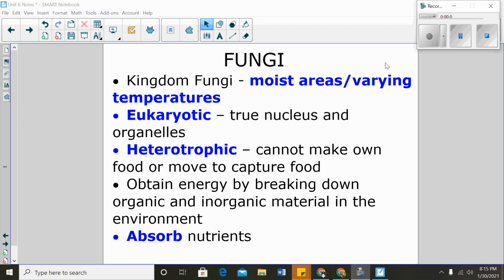This is Biology Unit 5, Taxonomy. Here we'll look at the kingdom Fungi, or it's also pronounced fungi. So fungi are found in moist areas of varying temperatures.